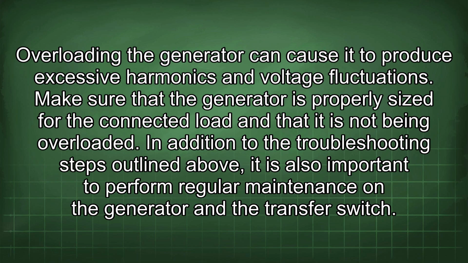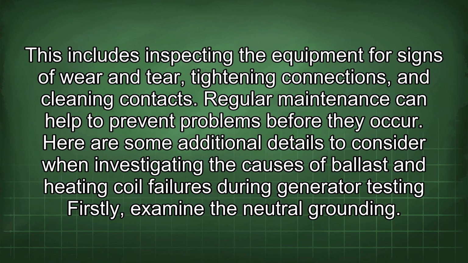In addition to the troubleshooting steps outlined above, it is also important to perform regular maintenance on the generator and the transfer switch. This includes inspecting the equipment for signs of wear and tear, tightening connections, and cleaning contacts. Regular maintenance can help to prevent problems before they occur. Here are some additional details to consider when investigating the causes of ballast and heating coil failures during generator testing.